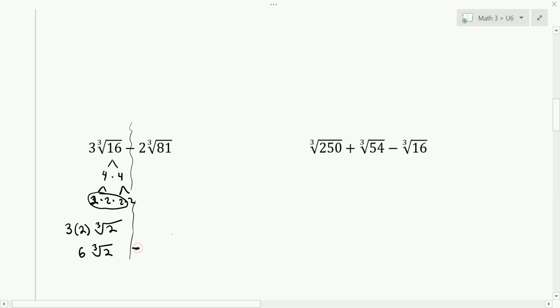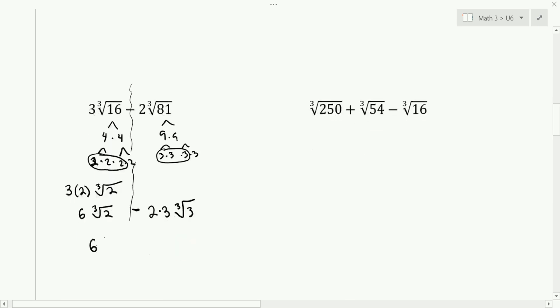Minus, well, let's work on the second one now. 81 is 9 times 9. 9 is 3 times 3. And we're looking for a set of 3 things. We already had a 2 out in front. We can take the cube root of 3 times 3 times 3, which is 3, and we're left with cube root 3. So we end up with 6 cube root 2 minus 6 cube root 3.